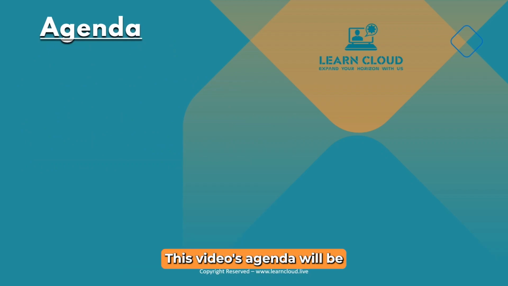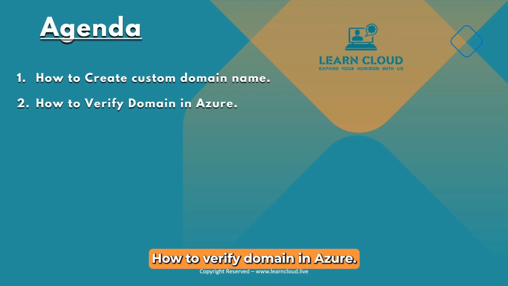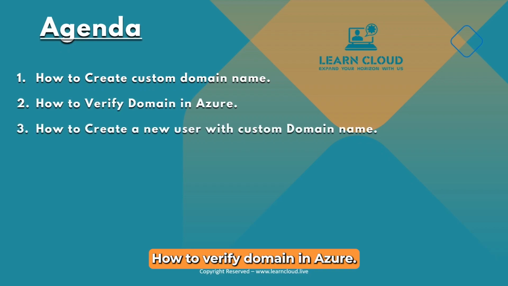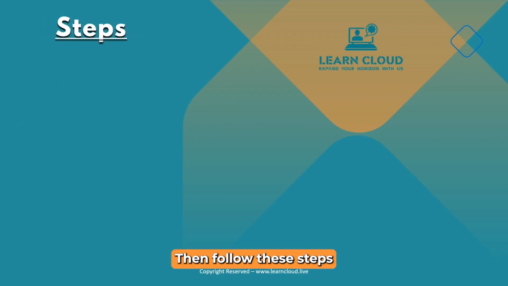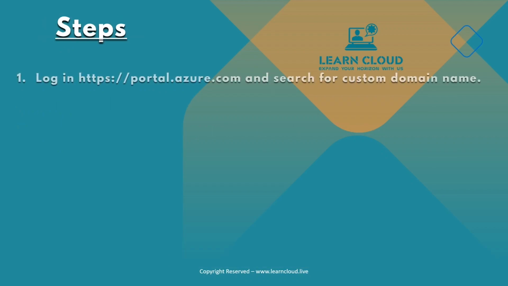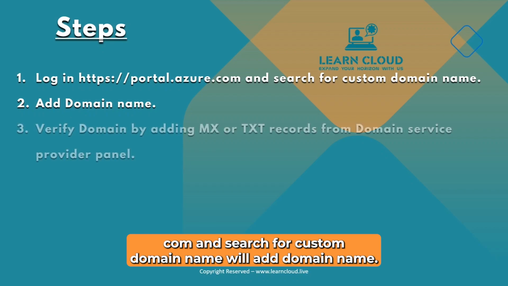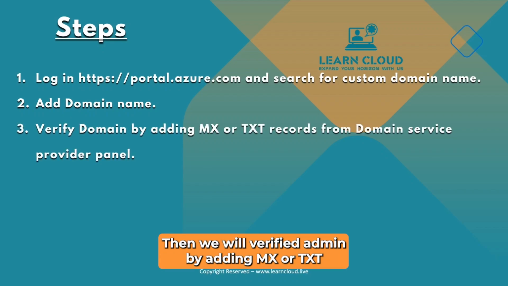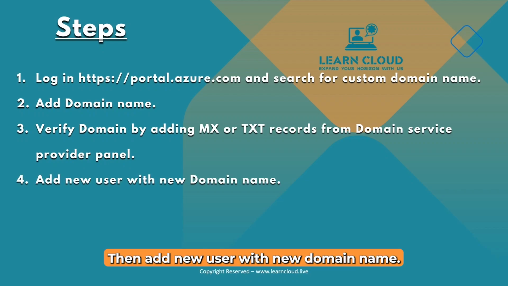This video's agenda will be how to create a custom domain name, how to verify a domain in Azure, and how to create a new user with a custom domain name. We'll follow these steps. We'll log into portal.azure.com and search for custom domain name. We'll add the domain name. Then we will verify the domain by adding MX or TXT records from the domain service provider panel. We'll add a new user with the new domain name.